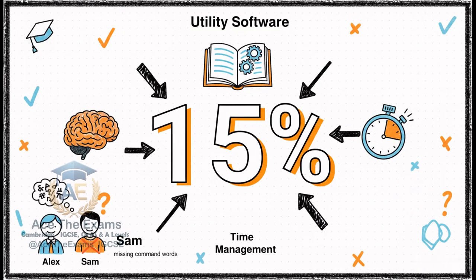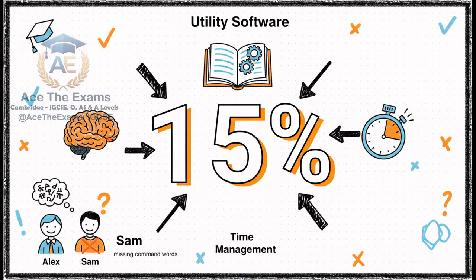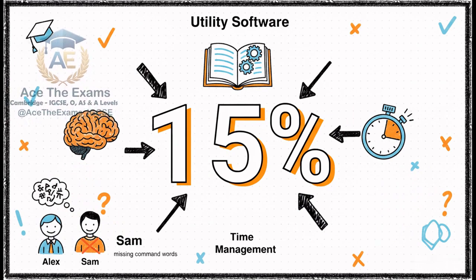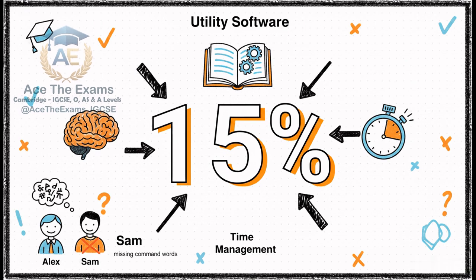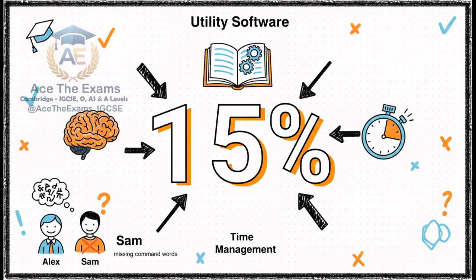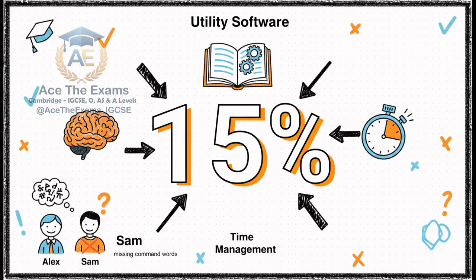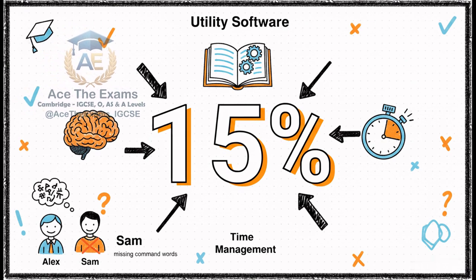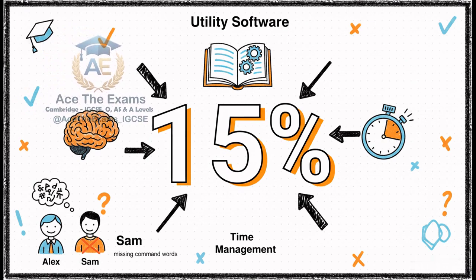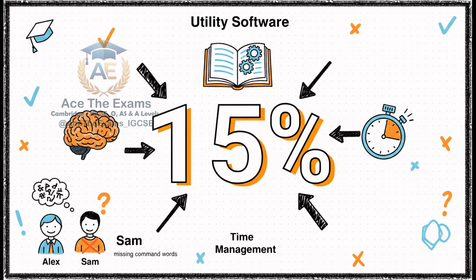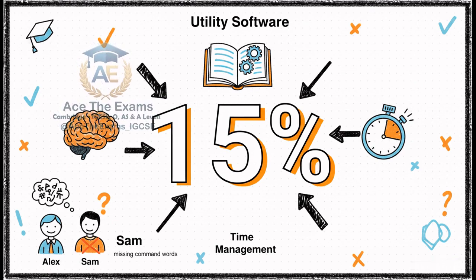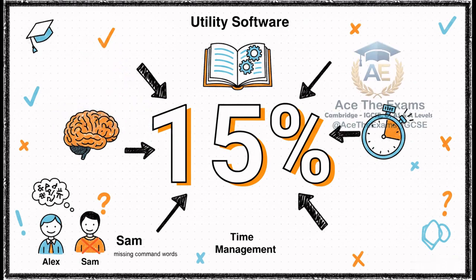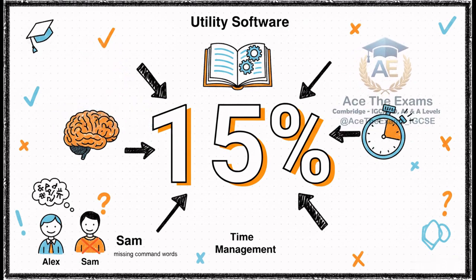Now you might be wondering, why are we focusing so heavily on this one specific topic today? Because this single area, utility software, accounts for a massive 15% of the total marks in Paper 2 of your Information Technology 9626 exam. Let that sink in for a moment. 15%. That is literally the difference between an A and a C grade, and it's sitting entirely within one concentrated cluster of questions. It's a goldmine, but it's also a minefield. You simply cannot afford to lose easy marks here.